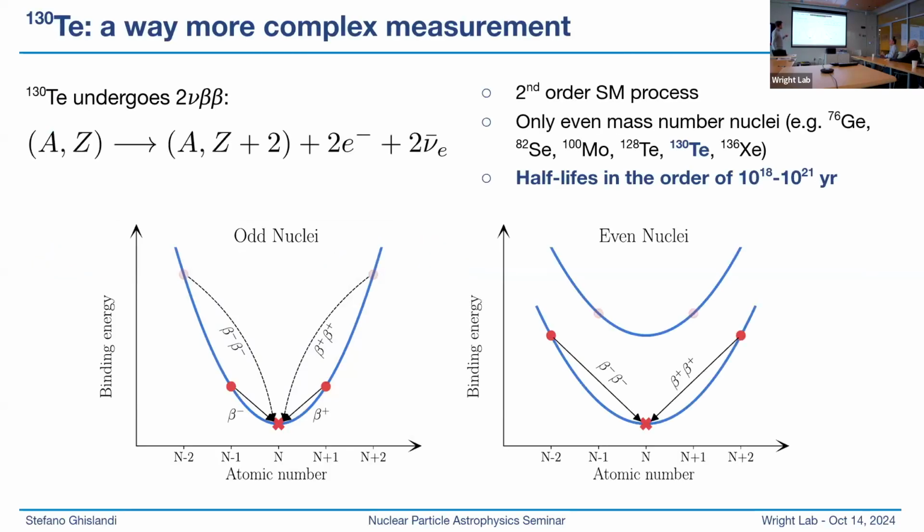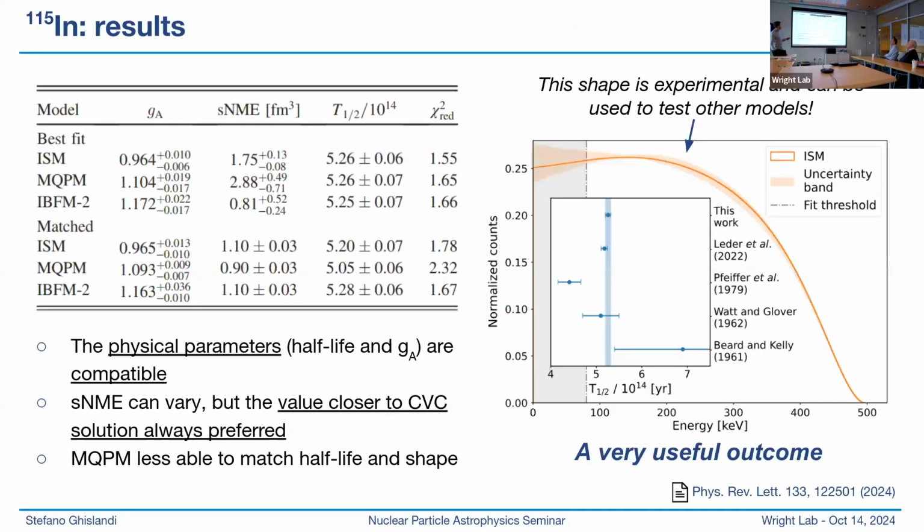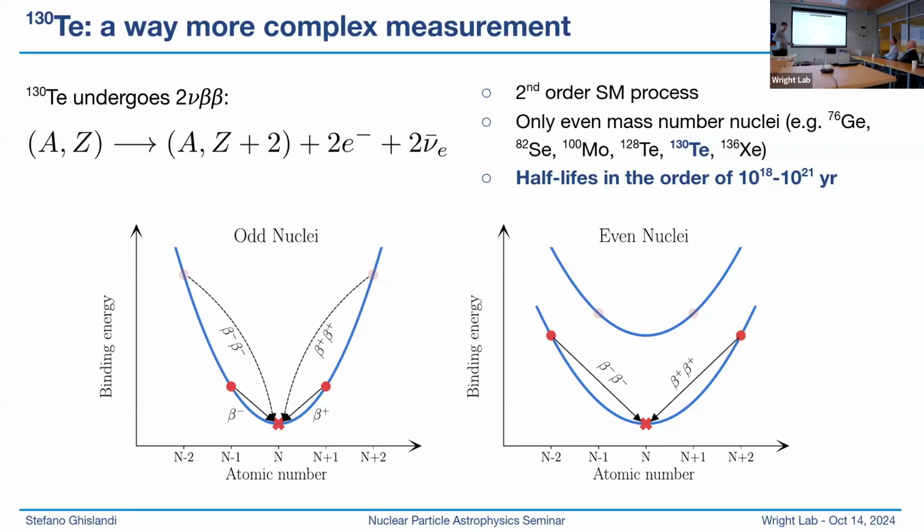Okay, tellurium-130, another measurement. This is a way more complex measurement. Tellurium-130 undergoes two-neutrino double beta decay. Two-neutrino double beta decay is a second order standard model process, so we are happy we can see it. This can happen only for even mass number nuclei for energetic reasons. And the half-life, and this is important, is on the order of 10 to the 20 years, and the one before was 10 to the 14 years. So you have a signal that is at least 6 orders of magnitude lower.